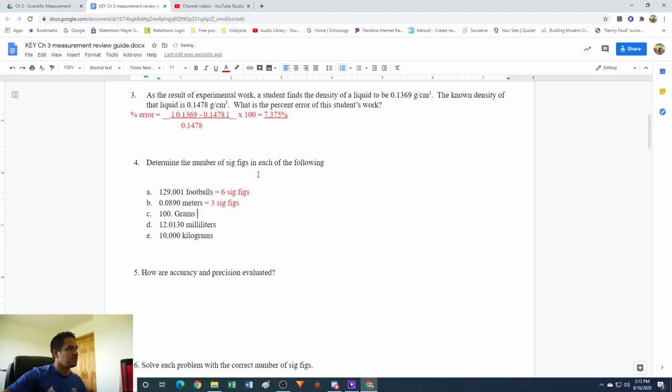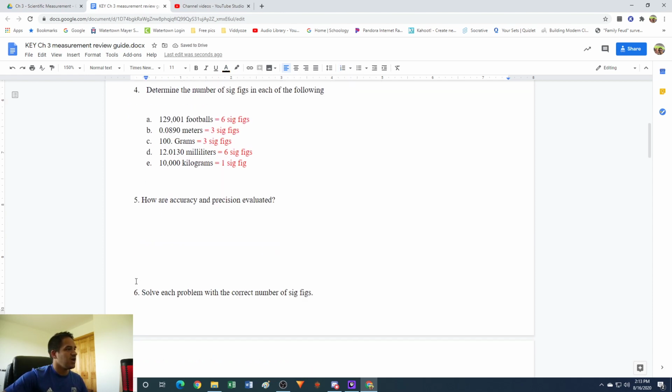Letter C is 100 with a decimal, in grams. This one's kind of weird, but it is a decimal. So the first number right away is the 1. That's our first sig fig, and then the zeros automatically count after it. So that is 3 sig figs. Now, if it was just 100 with no decimal, it'd be 1 sig fig. But the decimal gives us 3 sig figs. Kind of a weird little thing to add on there, but it does change the number of significant figures. So letter D, we have a total of 6 sig figs. And letter E, we have a total of 1 sig fig.